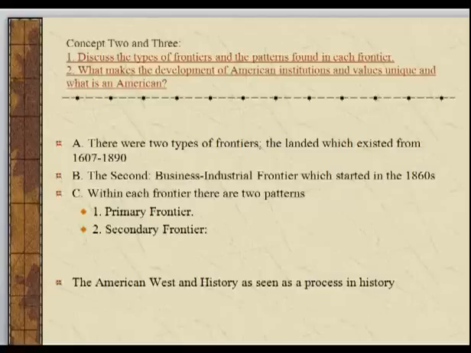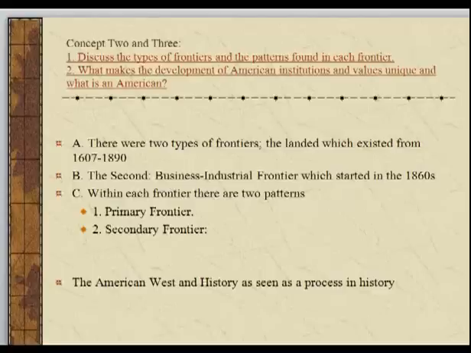Within each frontier, there are 2 patterns to be found. First, there is the primary frontier. This is the time period when the individual has a chance to become successful without investing a lot of money. It takes hard work, self-discipline, thrift, and a willingness to participate in the frontier. The primary frontier is generally replaced by the secondary frontier. The secondary frontier is the period where the individual has a much harder time being successful. In order to be successful during this time period, large capital outlays are necessary for research and investment. It takes money to make money, in other words.